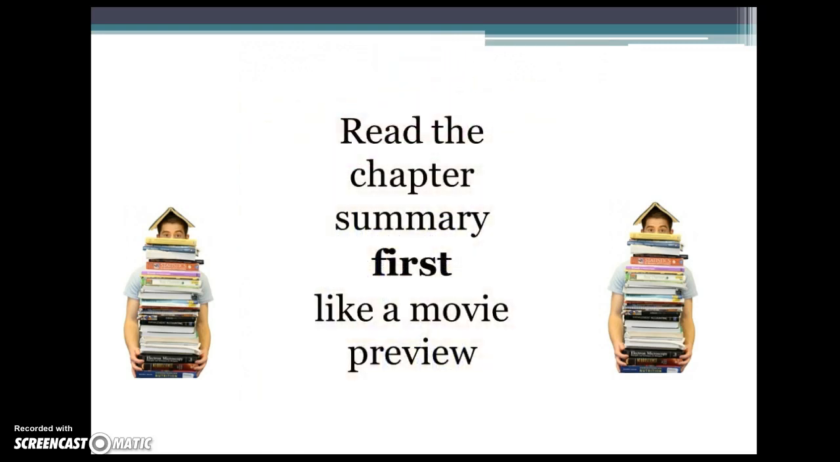So another little tip: when you start reading a textbook, read the chapter summary first. It's like a movie preview, and then you start reading your book. That's a little tip that I could give you. Read the chapter summary before you start reading the textbook. It'll give you an overview quickly of the whole chapter, and you can focus on what you need to learn, not reread information that you already know.